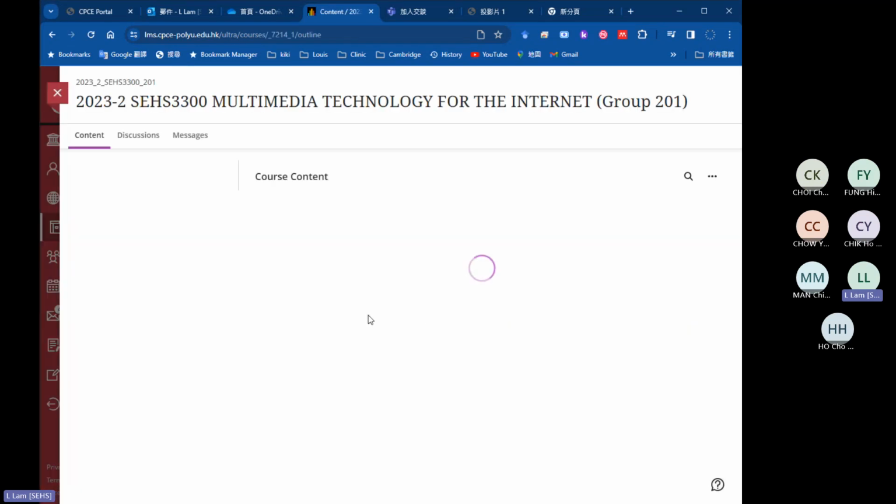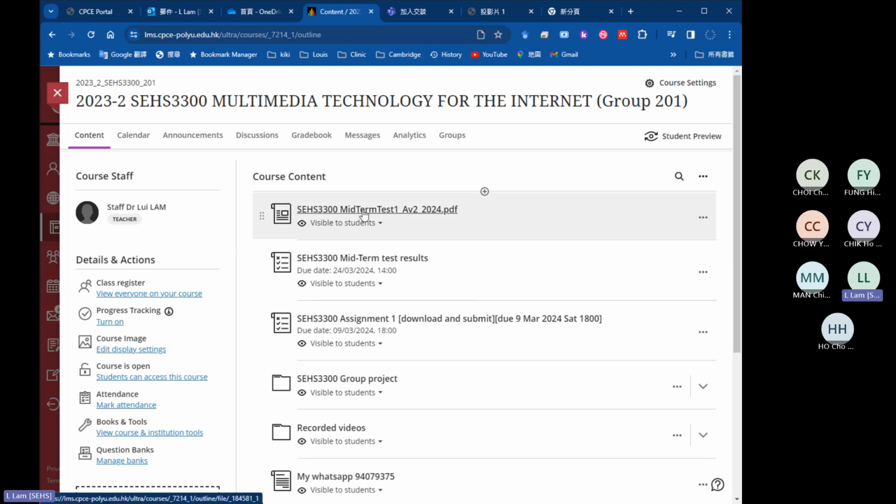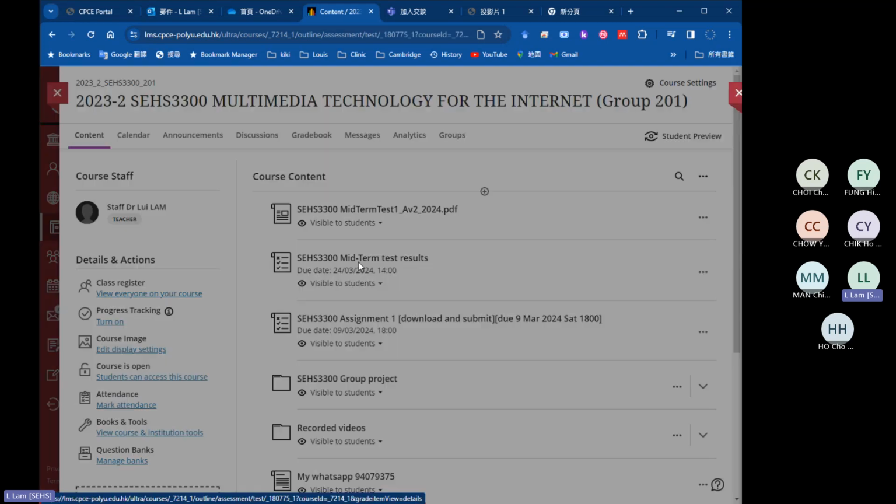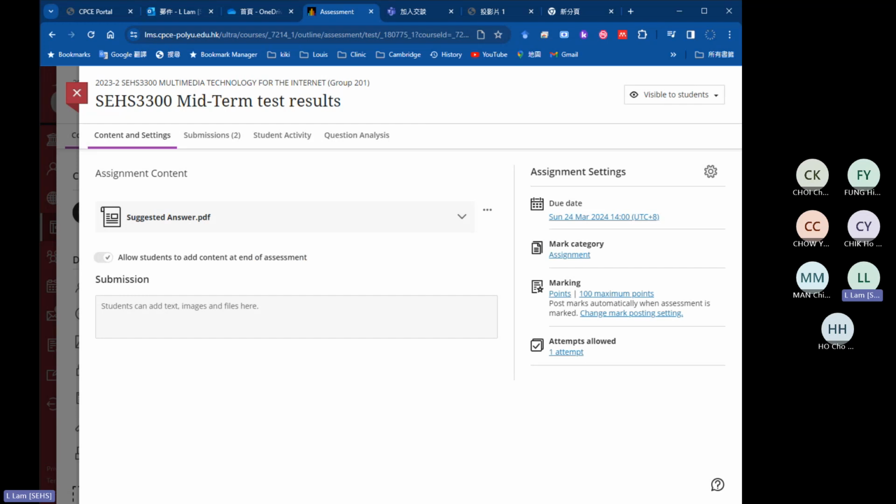I just want you to double check the mark of the midterm test here. Can you do me a favor, clicking here and checking your mark? I have already updated all of your marks because of the multiple choice question with the incorrect answer. You can check your mark again and see if it has been updated. If you still have any questions about your marking, you can come to me, by WhatsApp or wherever.